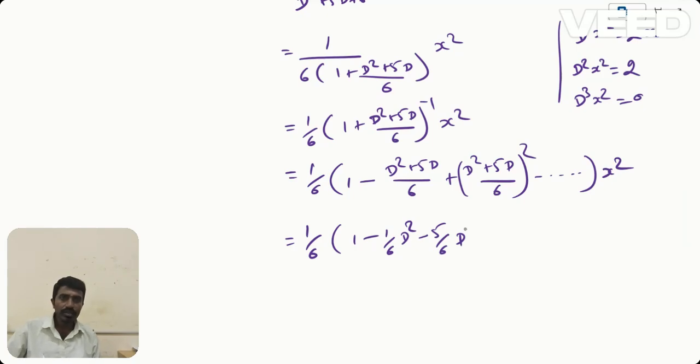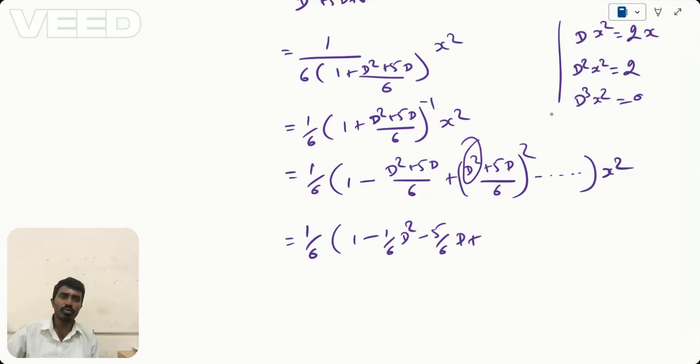Then what you may get? Plus, so here if you expand (a plus b) the whole square, then this term is a square. So d square whole square is d power 4. Here d cube itself is 0, so d power 4 is obviously 0. So we can omit that a square term.